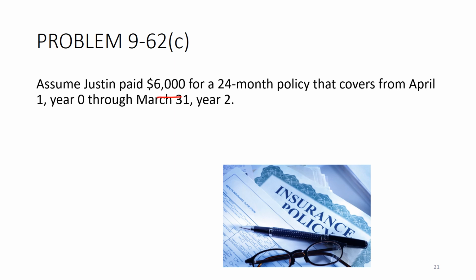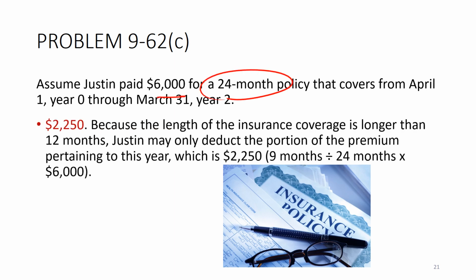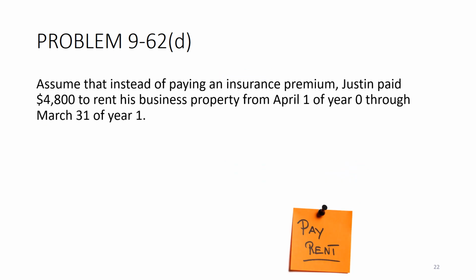Now we're paying $6,000 for a 2-year policy. We're going to find that we would prorate that because some of it will actually fall within that period. So we could go ahead and we could prorate the insurance. And in this instance, we've got 9 months in the current year over the total that he could go ahead and deduct $2,550.